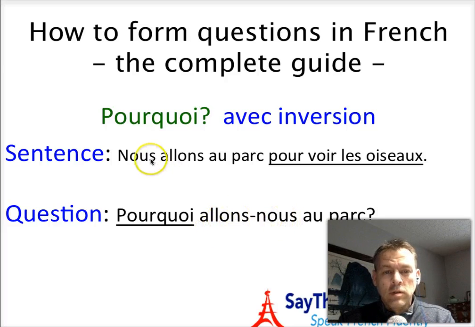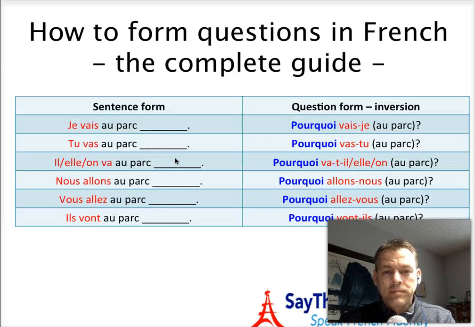Again, allons-nous is the inversion of nous allons. Put that to the table. Pourquoi vais-je? Pourquoi vas-tu? Pourquoi? So you just put it right at the beginning.